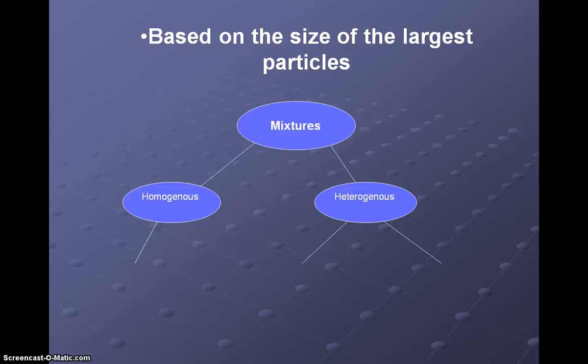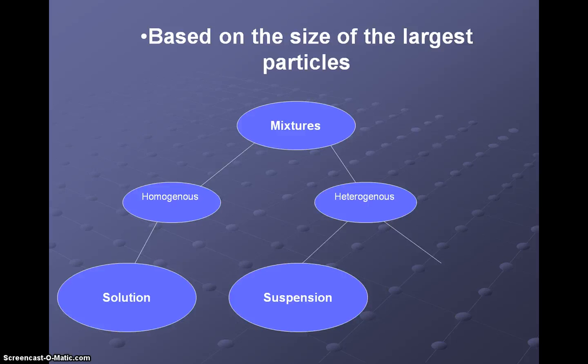Okay? Now we can sort of further divide homogeneous and heterogeneous mixtures. Homogeneous mixtures are called solutions, okay, and they look the same throughout. Heterogeneous mixtures can be either suspensions or colloids, and that distinction, whether you're a suspension, a colloid, or a solution, is based on the size of your particles. So I'm going to go through each one of those individually.